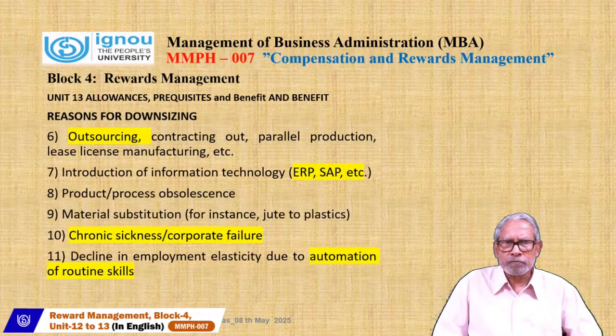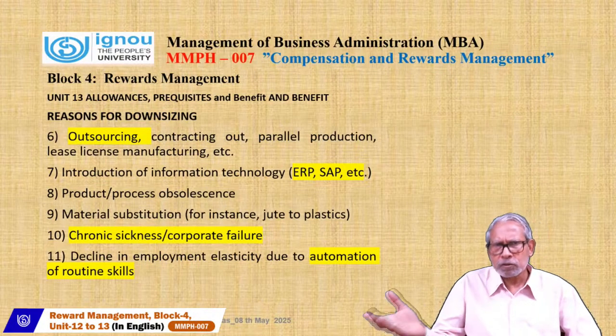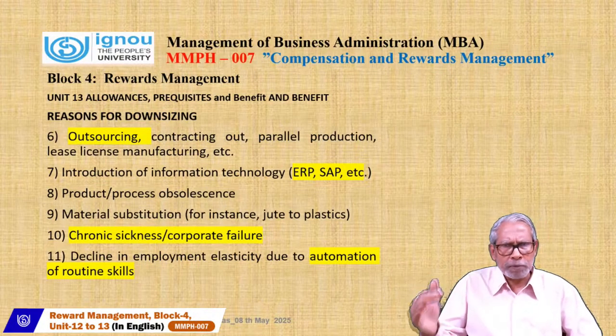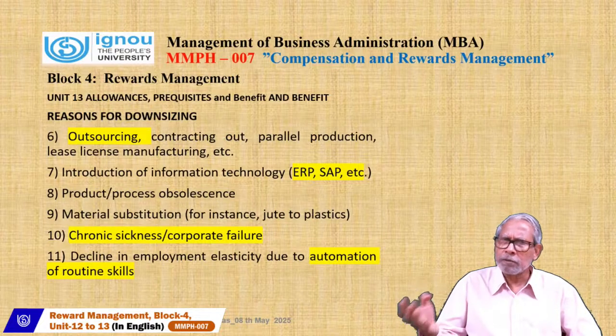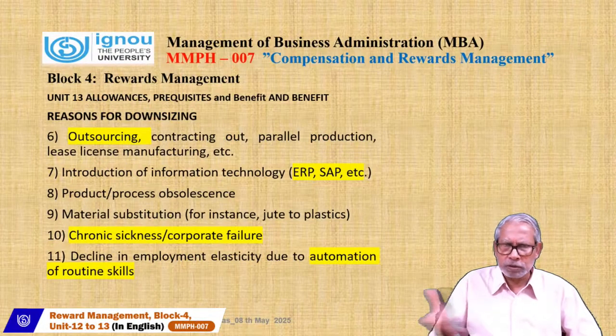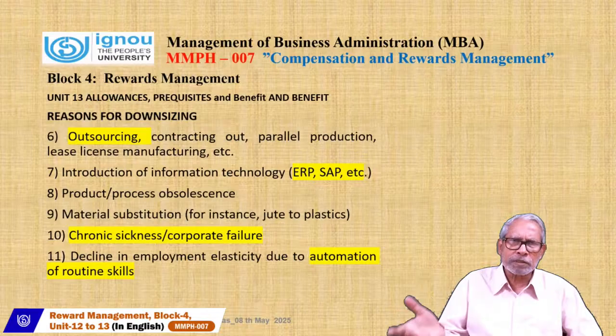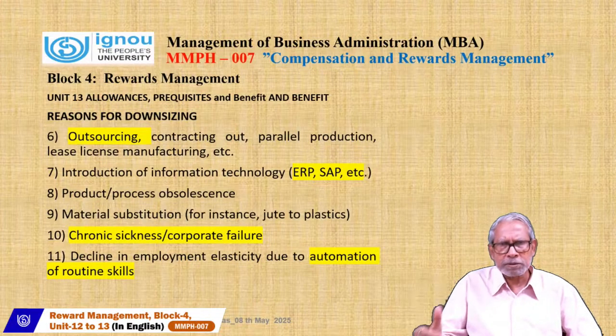Also contracting outside, parallel productions, lease licensing manufacturing, like this. Maybe some of the products or components you give on lease to another company. They prepare their product and send it back, then the main assembly goes on. So this is the way you can split some of the work and give it to other companies, or through subsidiaries.